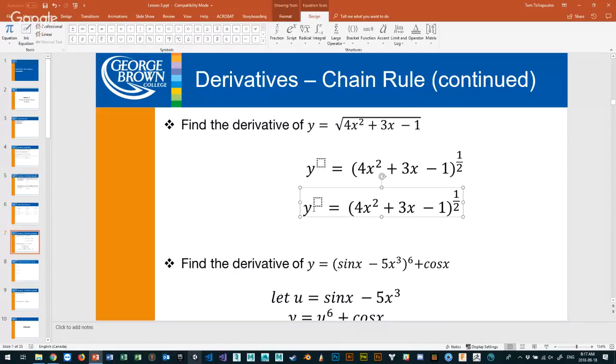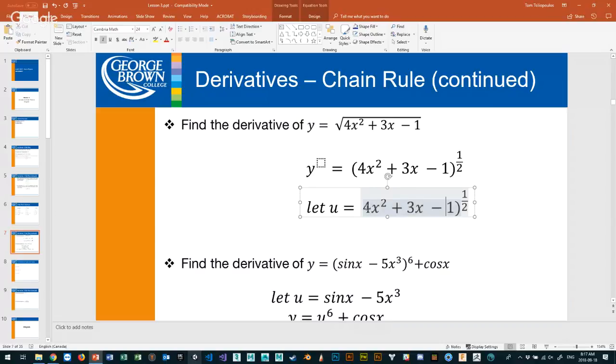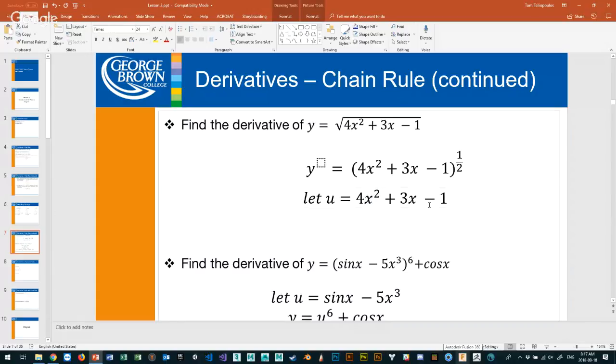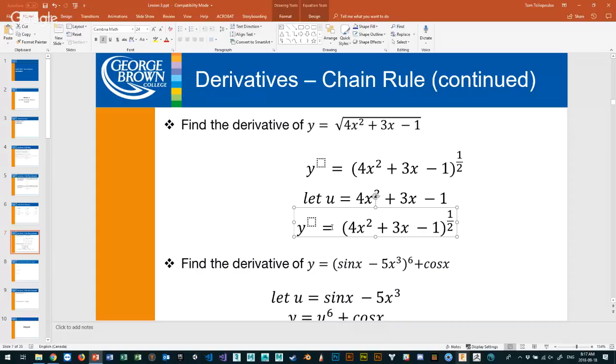So really what I could do is rewrite this whole thing as, if I say let u equal this part, then I can rewrite y altogether as u to the 1/2, where u is equal to 4x squared plus 3x minus 1. Don't worry about the little box right now. That's what they're saying with that notation.